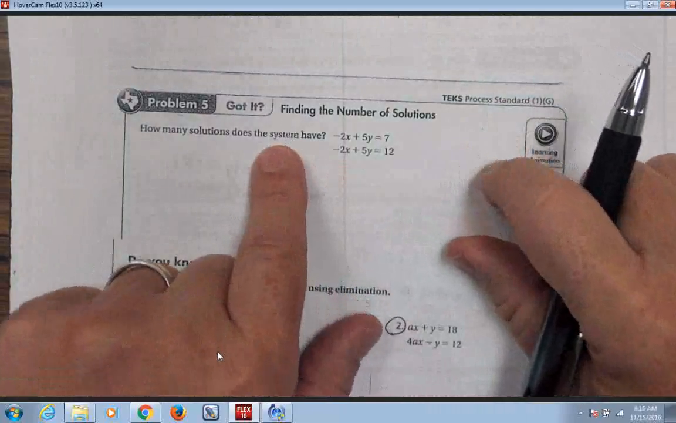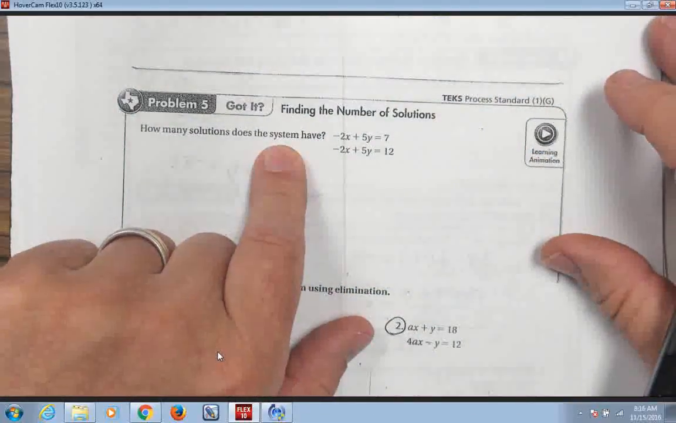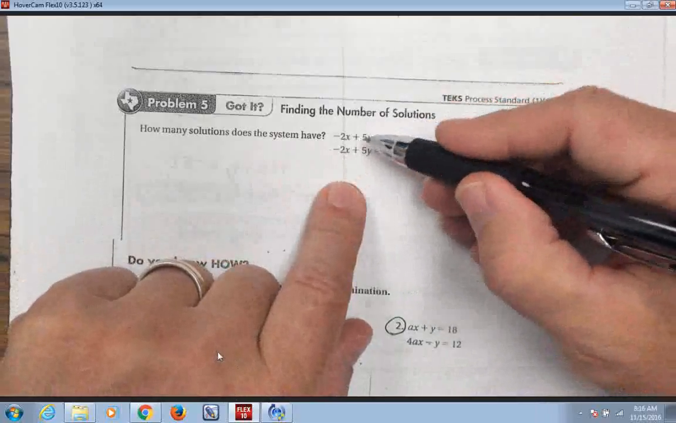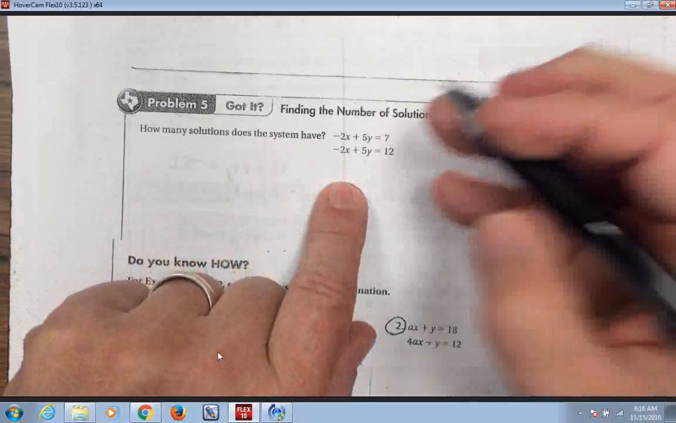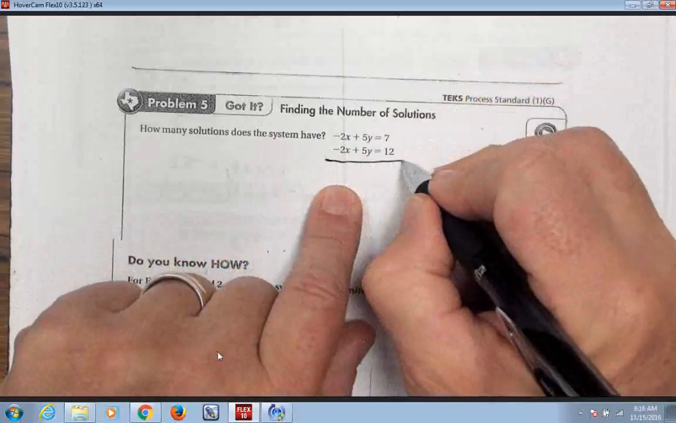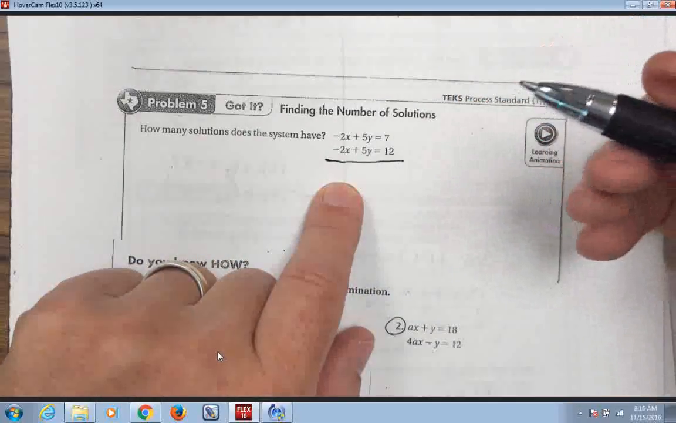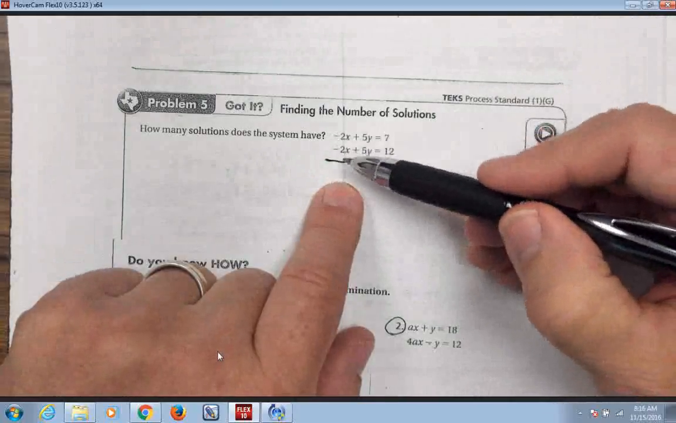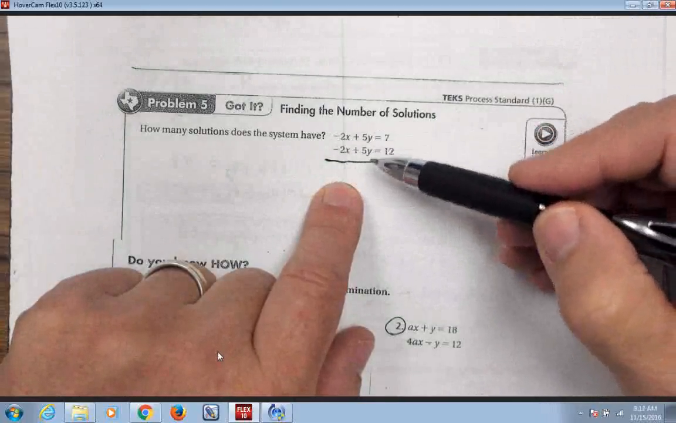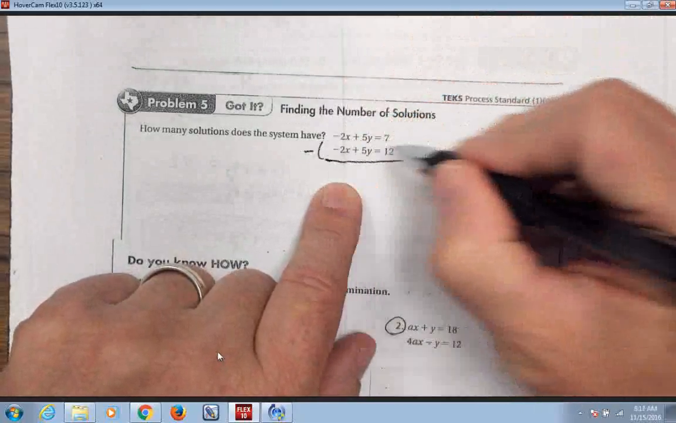Okay? How many solutions does this have? Well, let's just solve it, right? Well, look, my coefficients are the same, so what do I do with these two? Right, I don't have to manipulate the equations. I don't have to rewrite it if I have the coefficients the same. What do I do? Do I add them or do I subtract them? I would subtract these two.